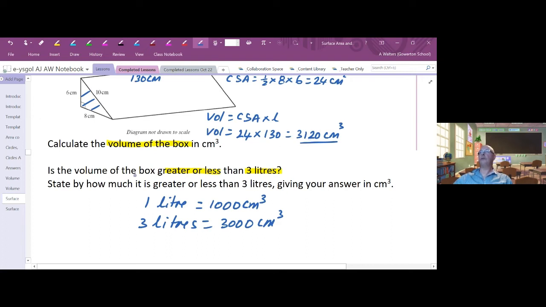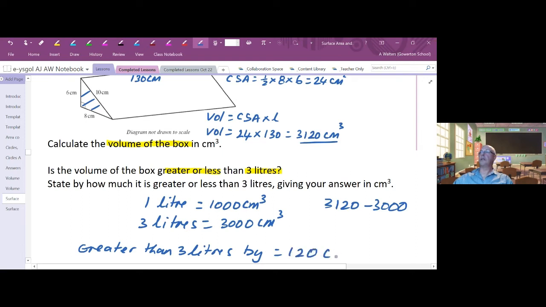So I'll go back. Is the volume of the box greater or less than 3 liters? So it's greater than 3 liters by, and you could do a takeaway here, 3,120, take away 3,000, and it's 120 centimeters cubed. So the volume of the box is greater than the 3 liters by 120 centimeters cubed.